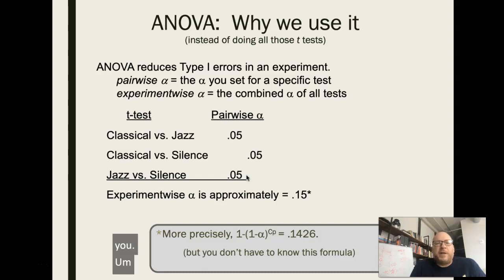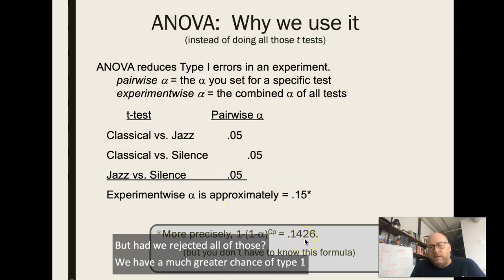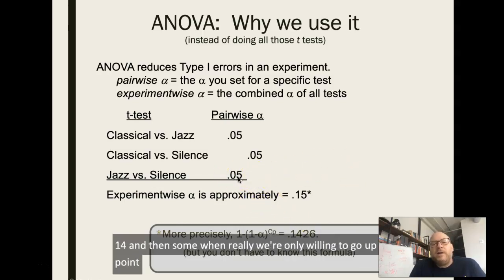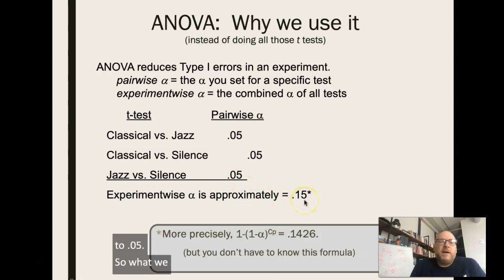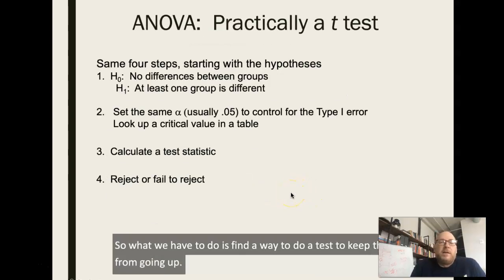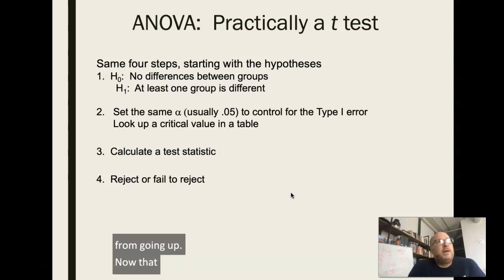But had we rejected all of those, we'd have a much greater chance of type 1 error, 14% and then some, when really we're only willing to go up to 0.05. So what we have to do is find a way to do a test to keep this from going up. Now, that is when we do ANOVA and why.